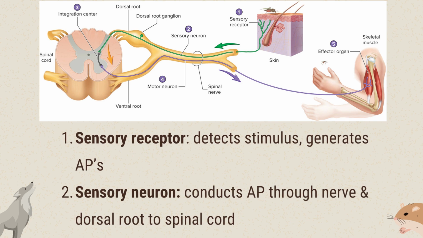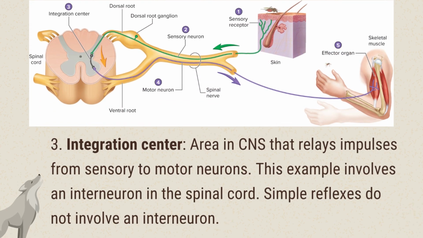The second reflex arc component is the sensory neuron. It conducts action potentials through the nerve and dorsal or posterior root into the spinal cord. The third reflex arc component is the integration center. The integration center is the area in the CNS that relays impulses from sensory neurons to motor neurons. It can be in the spinal cord or the brain, and it can, but does not have to, include an interneuron. The example in this image shows an integration center that is an interneuron in the spinal cord.